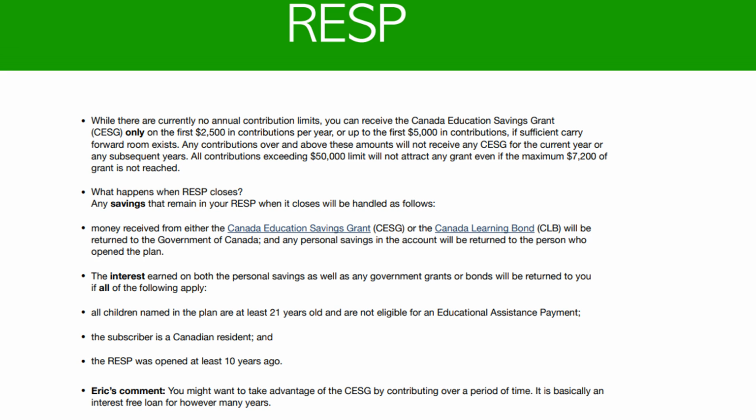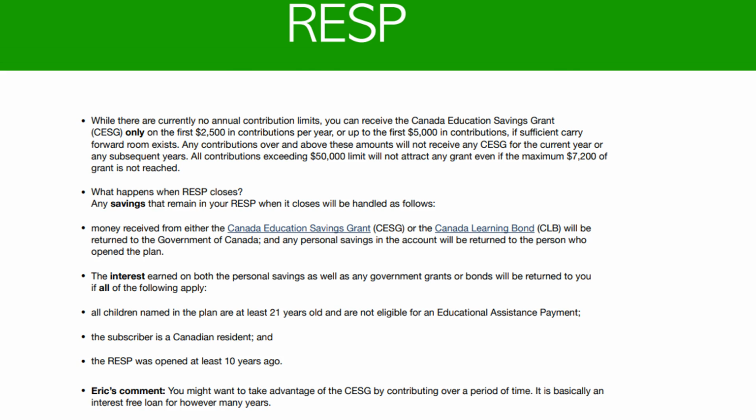Interest earned on both personal savings and government grants will be returned to you if all of the following apply. First, all children named in the plan are at least 21 years old and are not eligible for the educational assistance payment. The subscriber is a Canadian resident, and the RESP was opened at least 10 years ago.